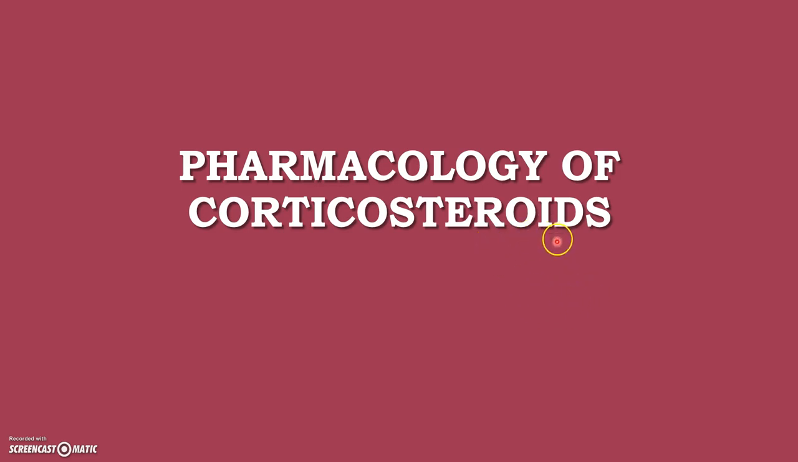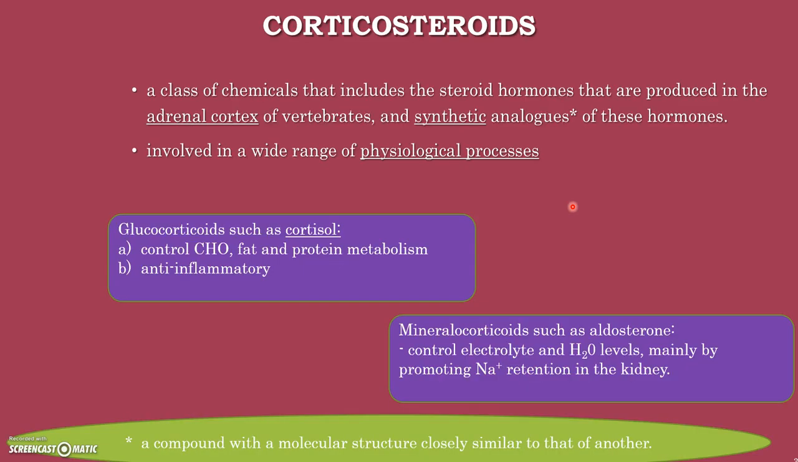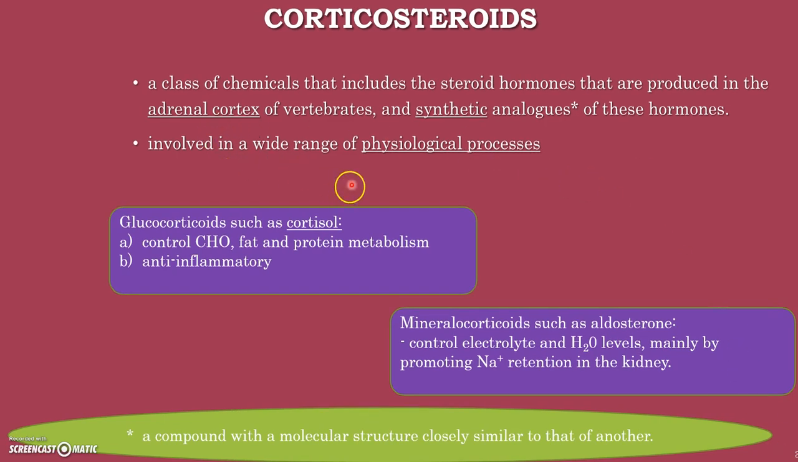So today we're going to talk about the pharmacology of corticosteroids. Corticosteroids are a class of chemicals that includes the steroid hormones that are produced in the adrenal cortex of the vertebrates, and also synthetic analogs of these hormones. The corticosteroids are involved in a wide range of physiological processes.